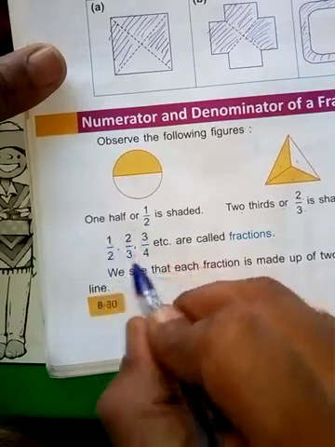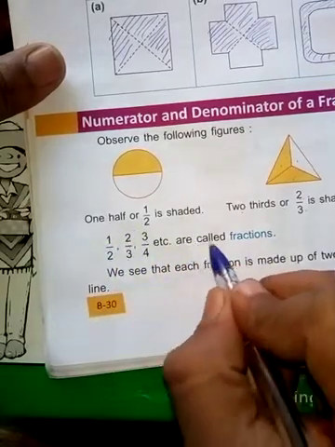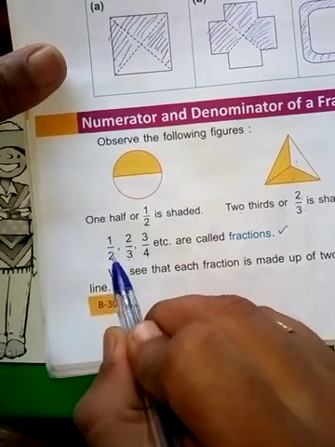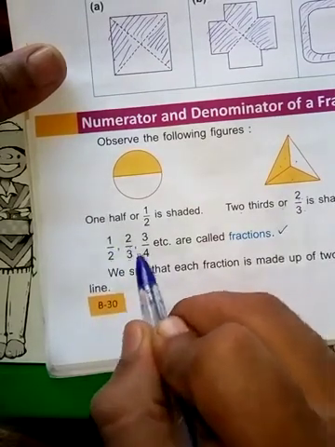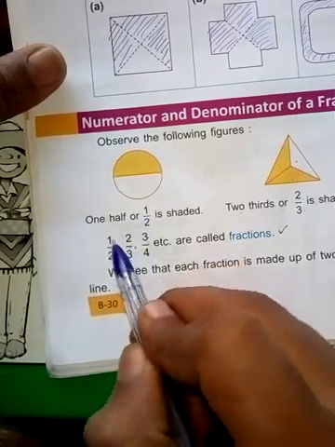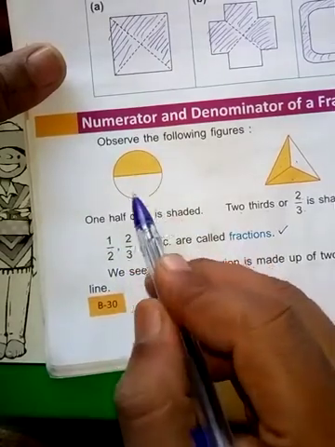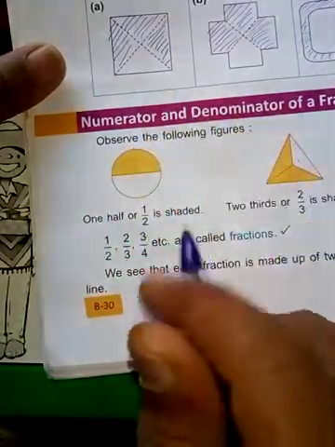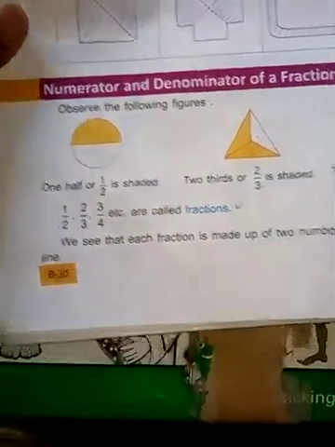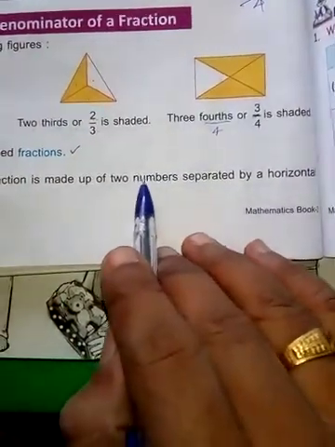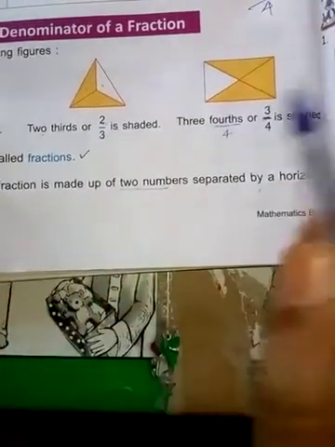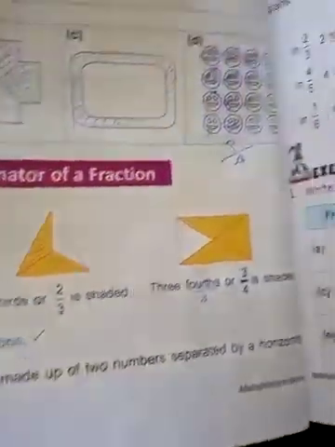This way of writing such a number in this format is called a fraction. Fractions means in this format we write 1/2, 2/3, 3/4: 3 parts shaded out of 4 parts, one part shaded out of 2 parts. There are total 2 equal things, out of that one thing is shaded. Such numbers are called fractions. We see that the fraction is made up of two numbers separated by a horizontal line. Above and below the horizontal line are the numerator and denominator.